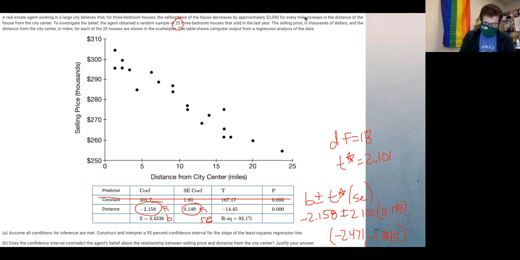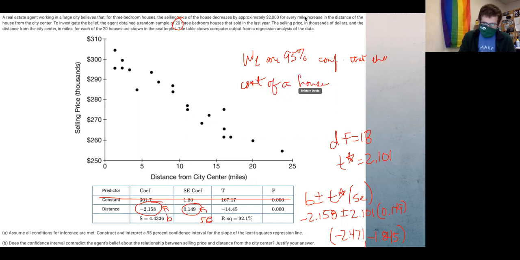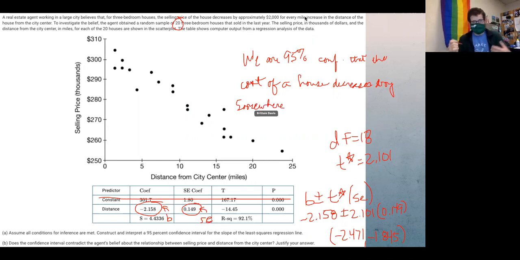Let's interpret this real quick, because I didn't actually interpret it for part A. So I could say we are 95% confident that the cost of a house decreases by somewhere between... well, I could have phrased this differently. I could have said, we're 95% confident that the interval from negative blah, blah, blah. But anyways, this also works.